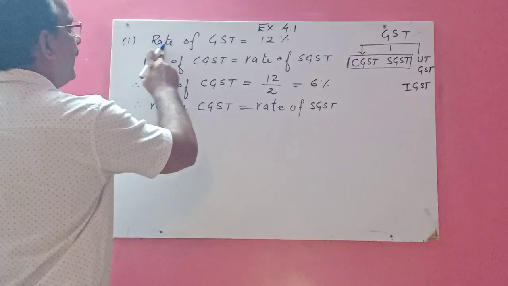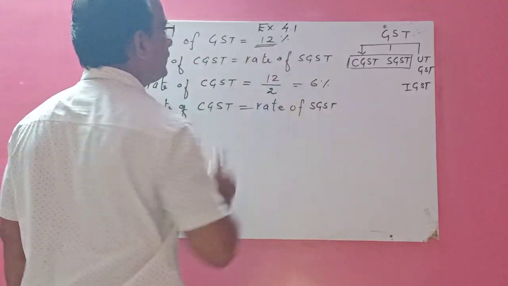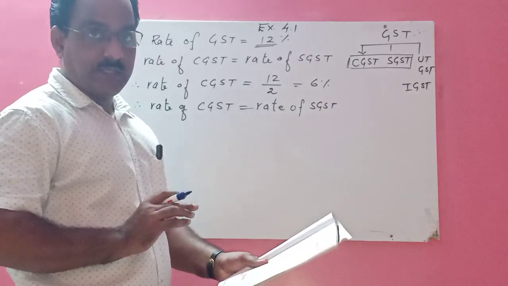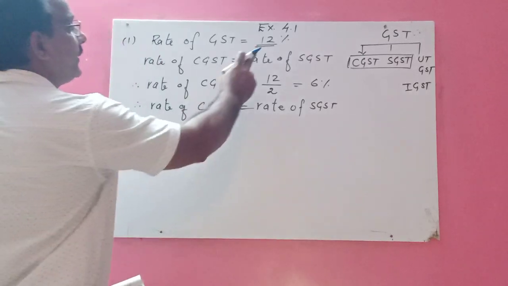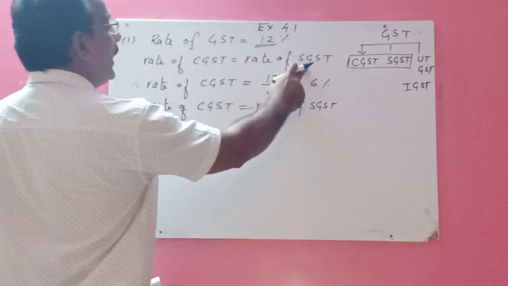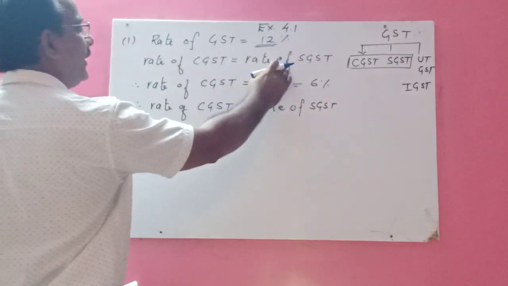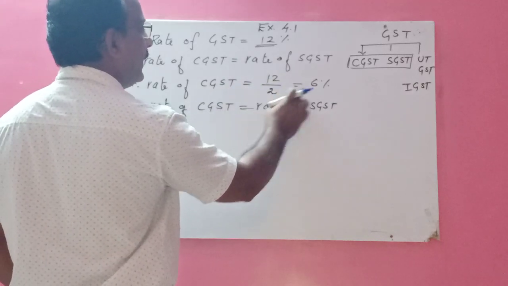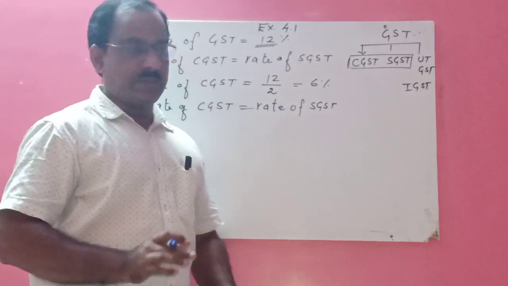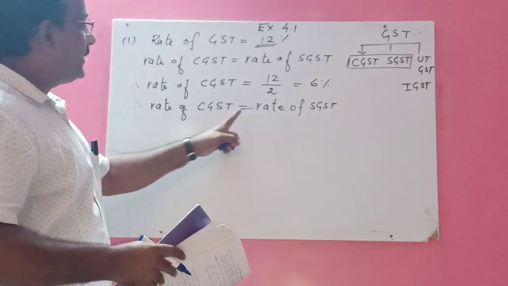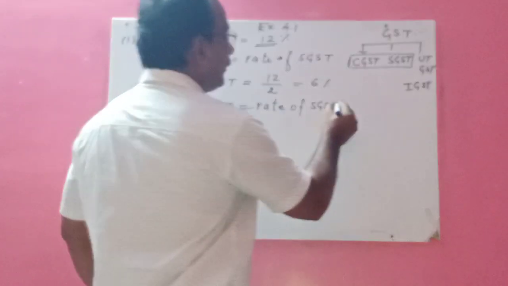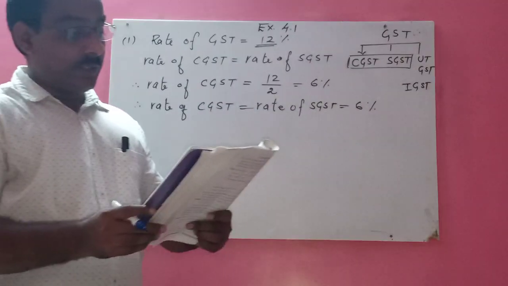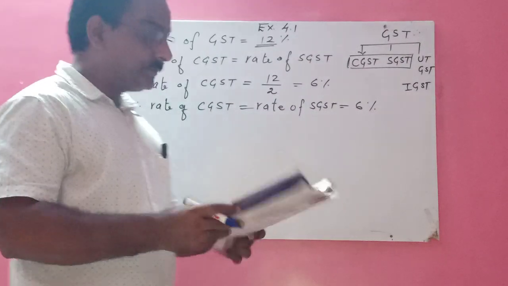So here rate of GST is 12%. As per the question, we have to calculate the rate of CGST and SGST. This is 12. So these two are half of this because both are equal. So rate of CGST is equal to 12 divided by 2, which is equal to 6%. So rate of CGST is equal to rate of SGST, which is equal to 6%. This is your question number 1, children.